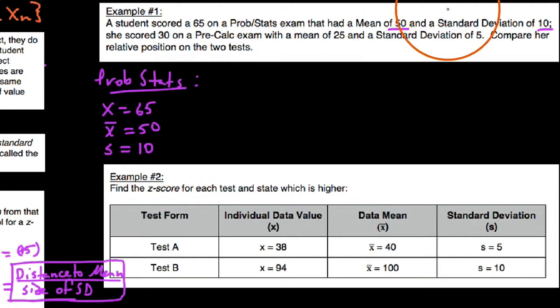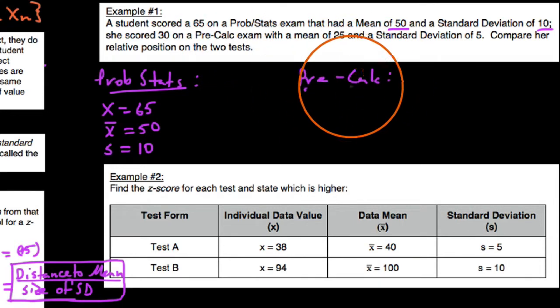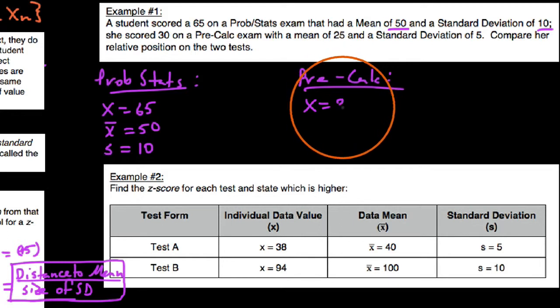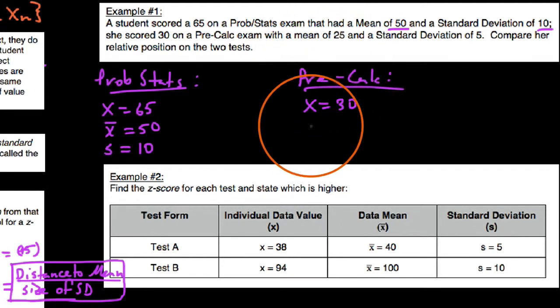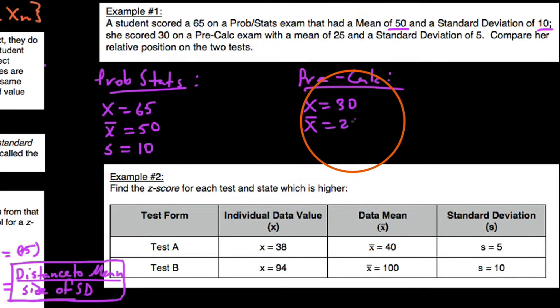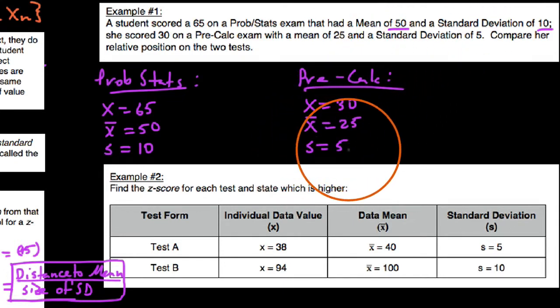We also say this, she scored a 30 on a pre-calc exam, so we're going to write pre-calc, and we say, okay, so her data value, this datum, is 30, and this test had an average of 25. So also this student scored above average, so that's way cool. In either instance, this person scored above average, but we say 5 points above average, and the standard deviation size was 5, okay. So the real question is, compare the relative position on the two tests.